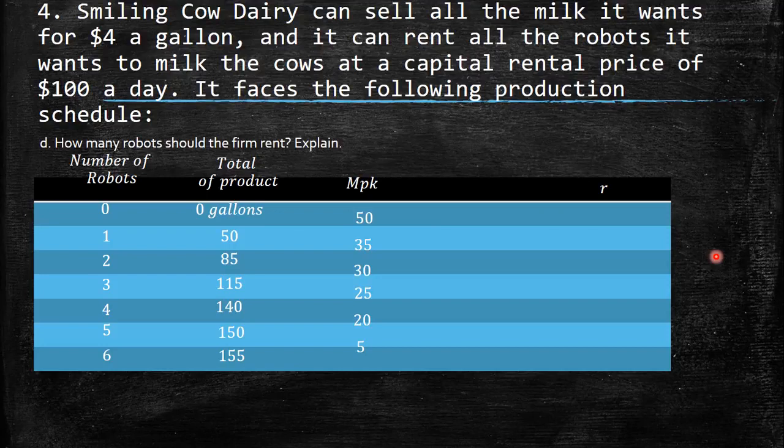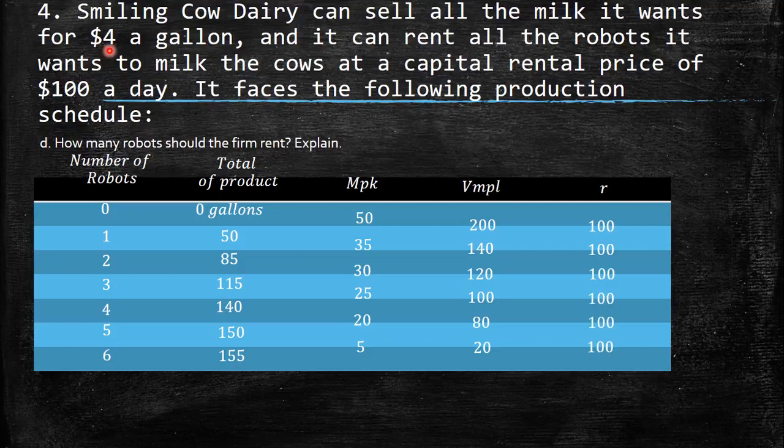Then here the question: how many robots should the firm rent? Explain. Here we need to take the value of the marginal product of capital, and remember the value of marginal product is the price times the marginal product of the factor of production, which in this case is capital. So we have 50 times the price of the milk, which is 4, giving 200, and then 35 times 4, which is 140, then 120, 100, and so on. And here is the price, 100, which is basically the wage, if you want to see it that way.